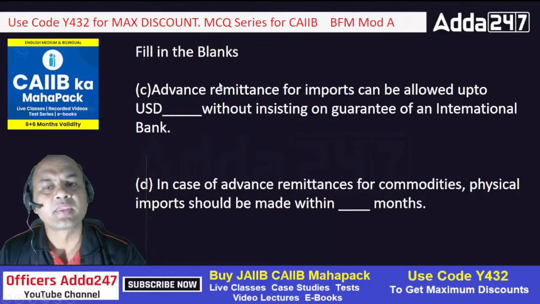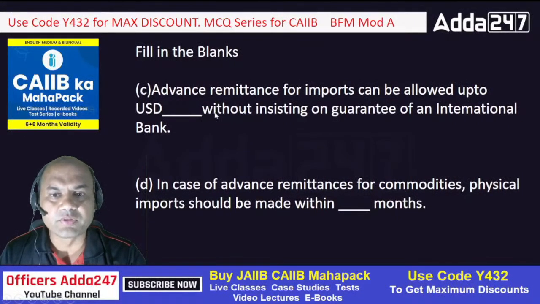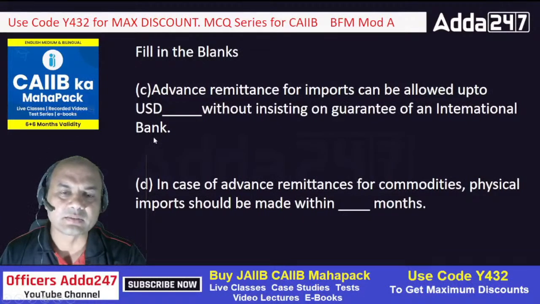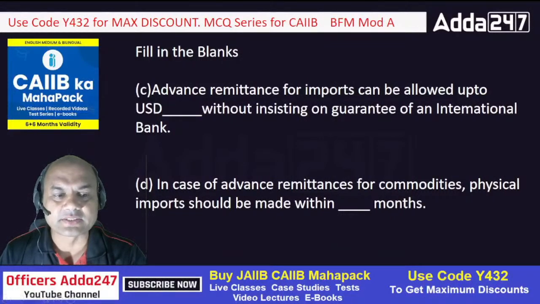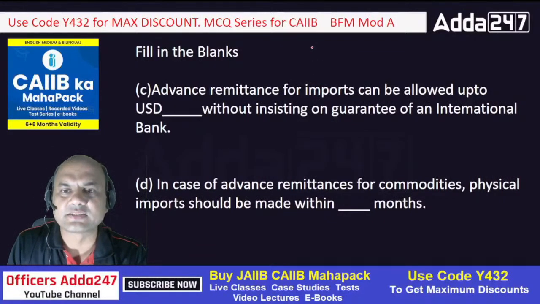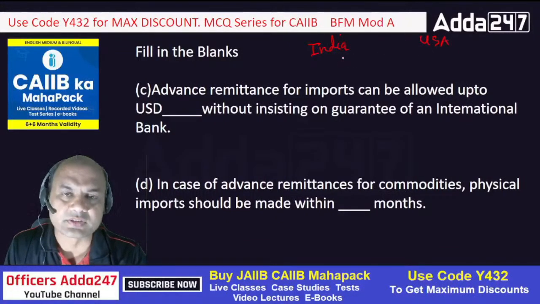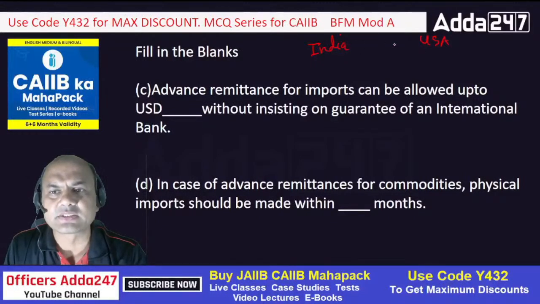Okay, let's start. Advance remittance for imports can be allowed up to USD dash without insisting on guarantee of an international bank. What do you mean by this? Suppose I am the importer in India, importing certain goods. The seller in USA, or any country, is not ready to send me the goods. Why? Because he or she doesn't trust me.